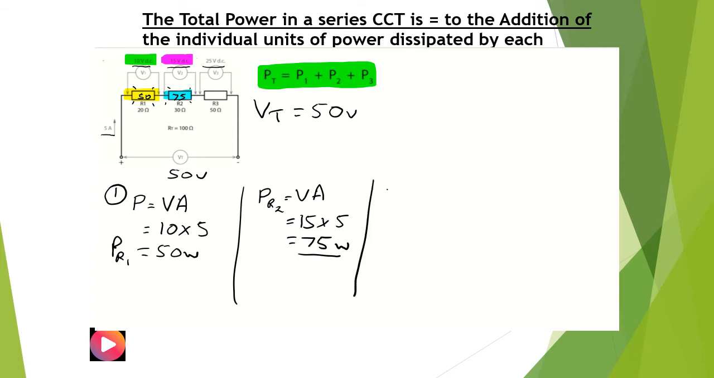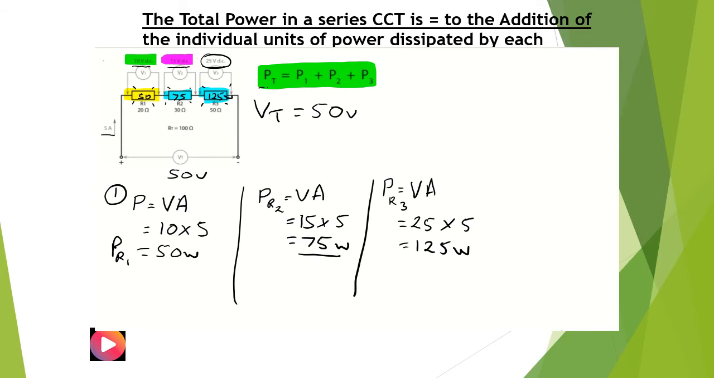Okay, so the power in a series circuit. We're trying to now work out what it is in R3. The voltage across R3 is 25 volts multiplied by the 5 amps. Now we're starting to get a bit hard. 25 times 5 is 125 watts. So 125 watts.